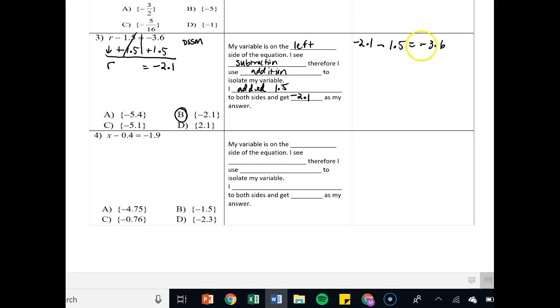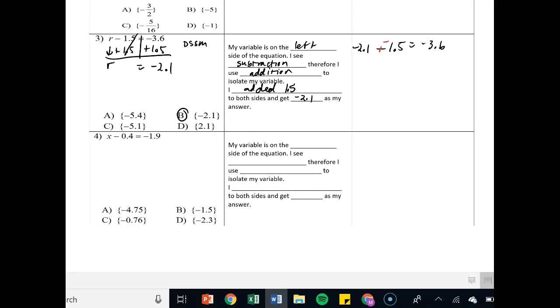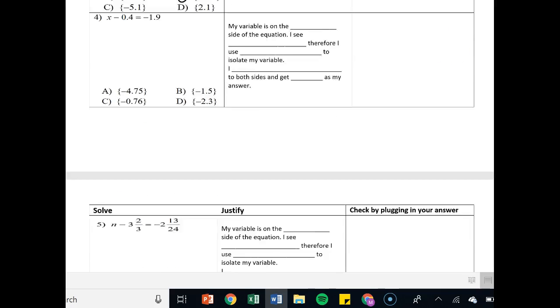So negative 2.1 minus 1.5 equals negative 3.6. Some of you may be sitting there thinking, I don't know if that's true. Well, if you do a quick plus and negative, you'll notice we have negative 2.1 plus a negative 1.5, which turns out to be a negative 3.6, equaling a negative 3.6. You could even do this without KCC and simply plug negative 2.1 minus 1.5 into your calculator, and you'd still get negative 3.6, seeing that both sides are indeed equal.